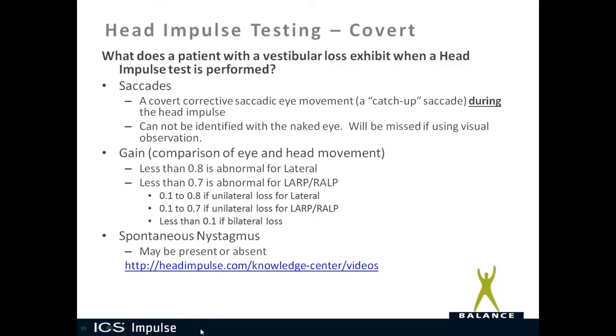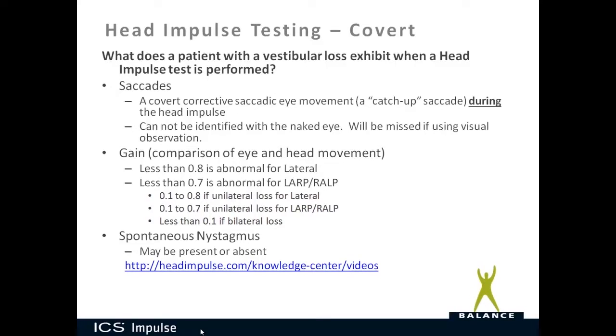Okay, the next thing we want to talk about is covert catch-up saccades. So what is a covert catch-up saccade? A covert corrective saccadic eye movement is a catch-up saccade that happens during the head impulse. So you're doing the head impulse, the eyes move away from the fixation dot, but go back to the fixation dot before that head impulse stops. And these cannot be identified with the naked eye. They're missed by visual observation. The way they were found was based on scleral search coil data.